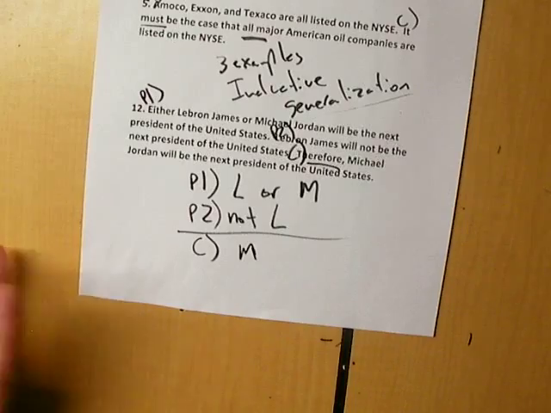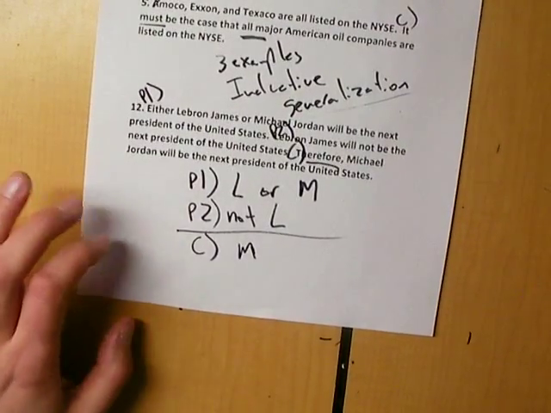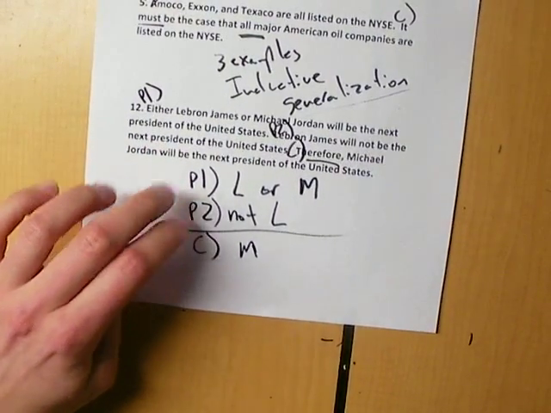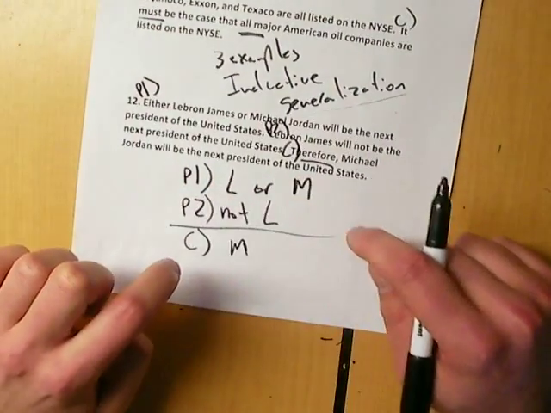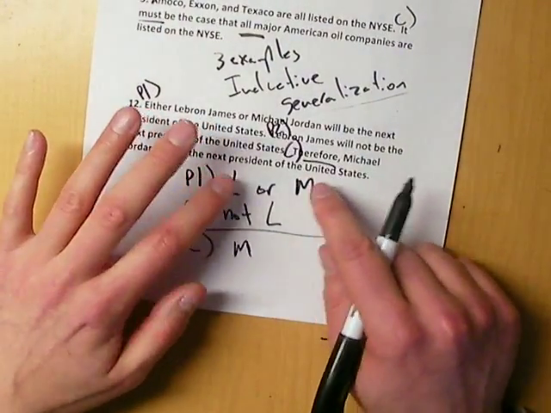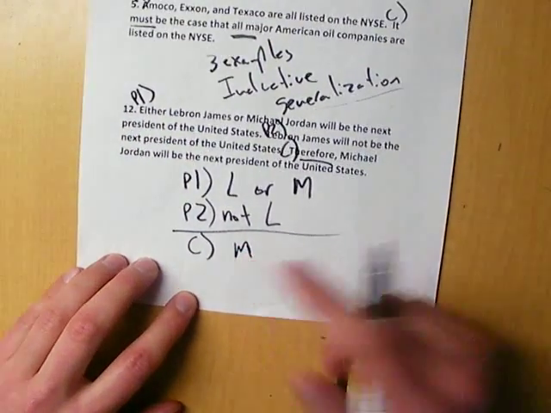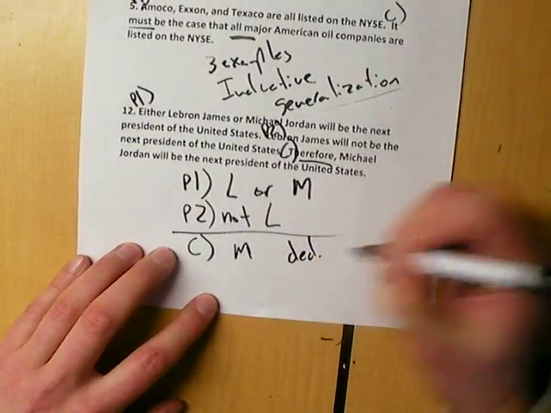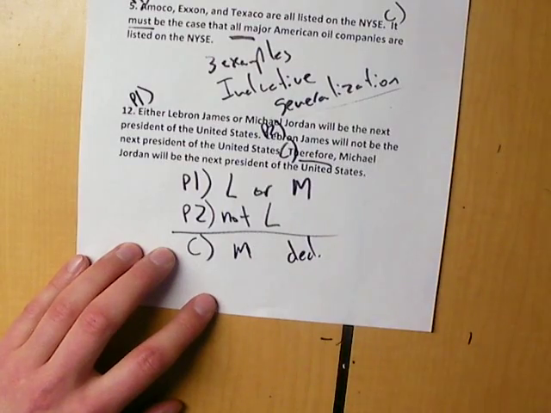So is this one, first of all, inductive or deductive? A deductive argument aims to show that if these are true, that's got to be true. So if these two are true, it's either LeBron or it's Michael, and it's not LeBron. If these are the only two legit options, then necessarily the next president would have to be Michael Jordan. So this one is deductive. I'll just abbreviate there as well. This one's deductive. If these two are true, that's got to be true.